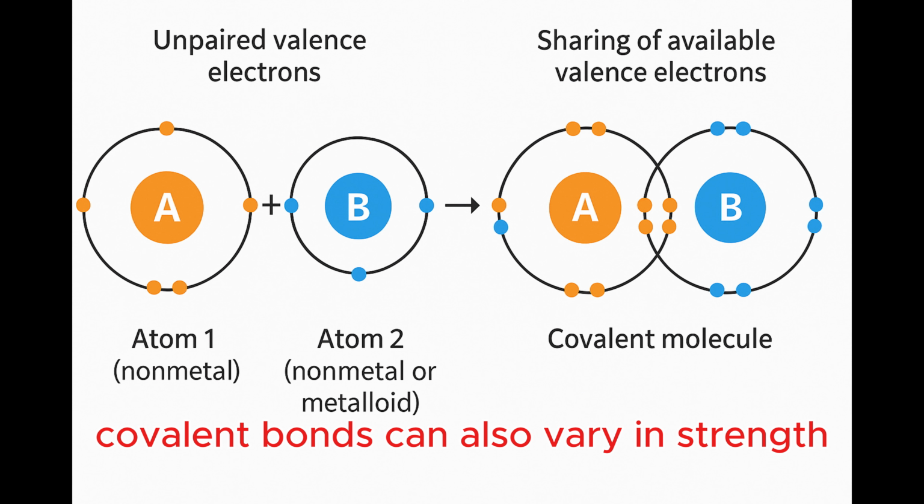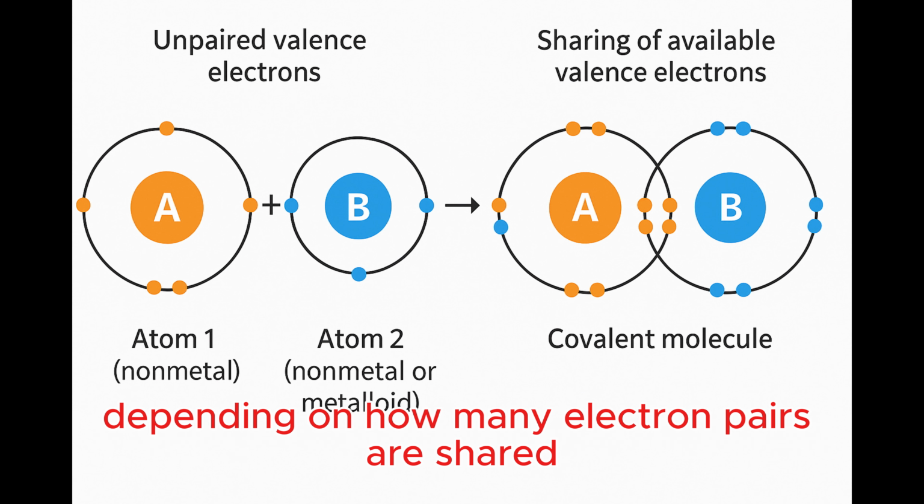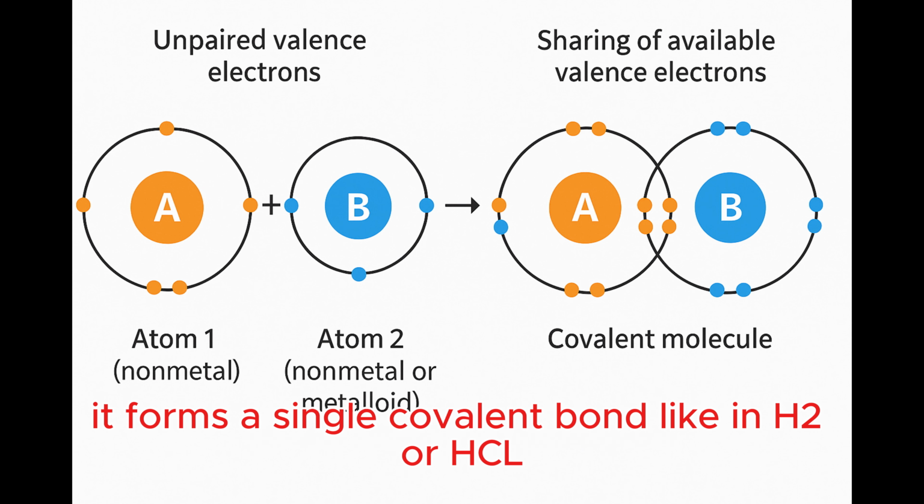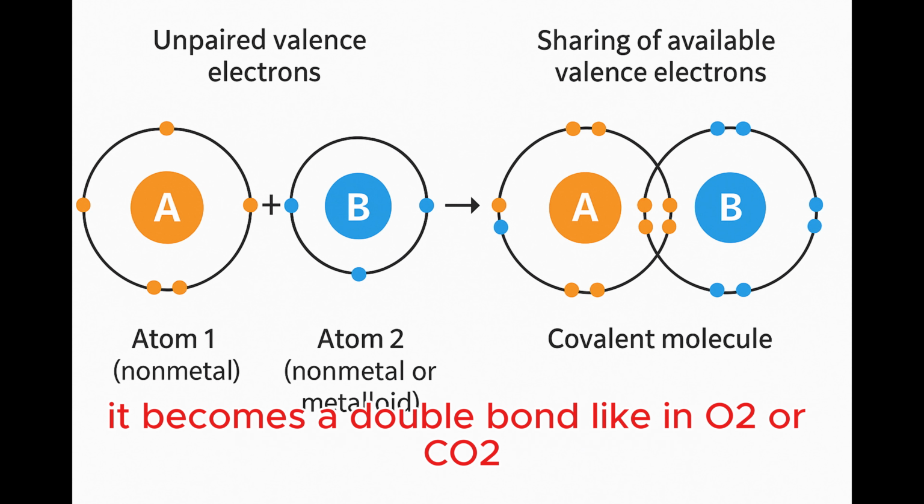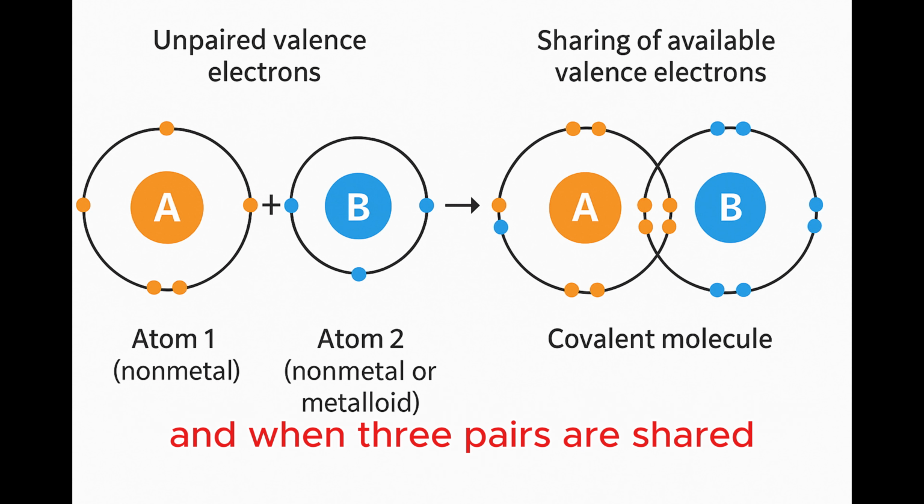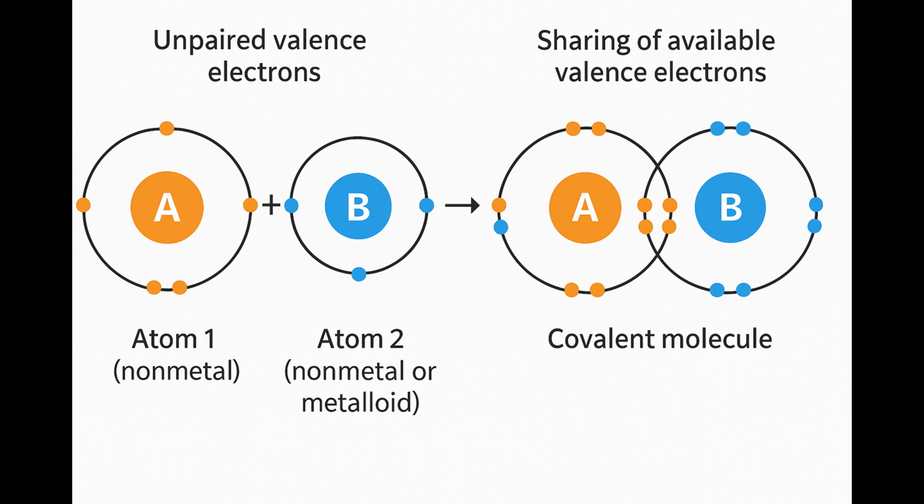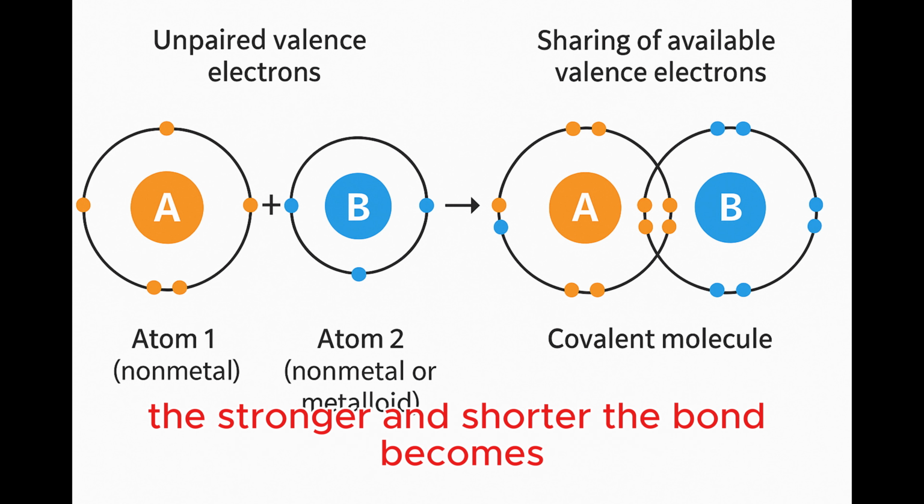Covalent bonds can also vary in strength depending on how many electron pairs are shared. When one pair is shared, it forms a single covalent bond, like in H2 or HCl. When two pairs are shared, it becomes a double bond, like in O2 or CO2, and when three pairs are shared, it forms a triple bond, like in N2. The more pairs shared, the stronger and shorter the bond becomes.